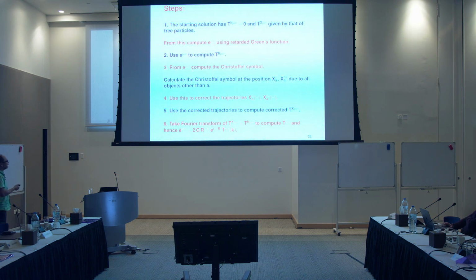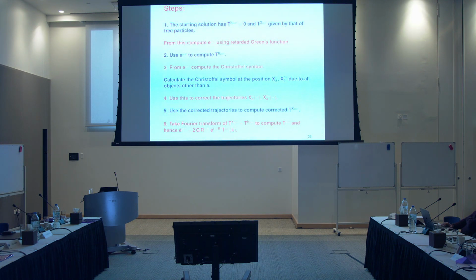But we also do something else. We use the same gravitational field E mu nu to compute a Christoffel symbol. And using this data, we calculate the Christoffel symbol at the position x mu due to all other objects other than A. So, we basically calculate the Christoffel symbol along the particle trajectories due to all other particles.